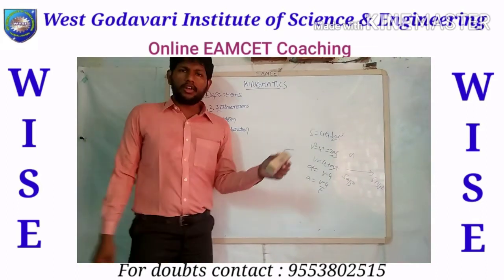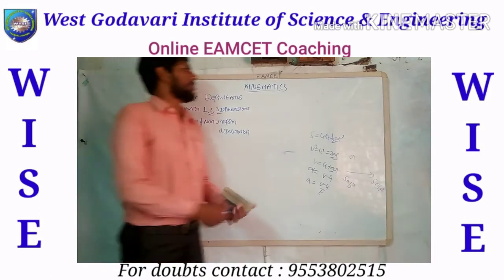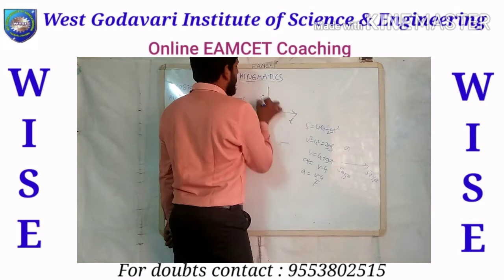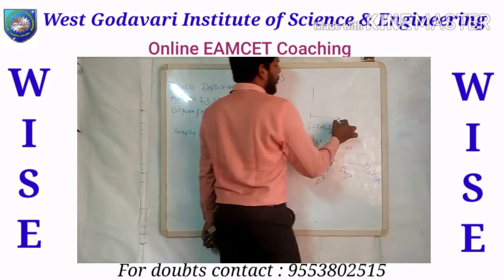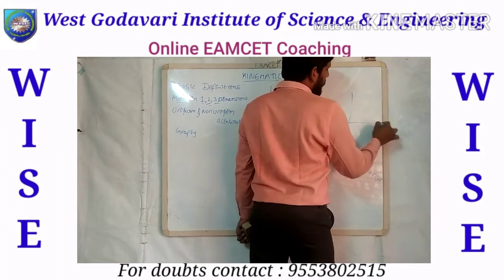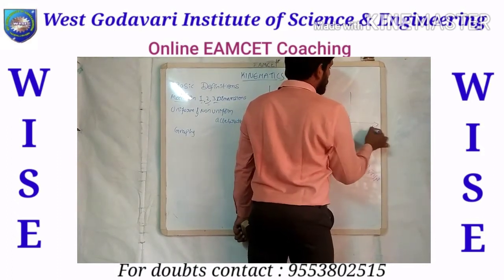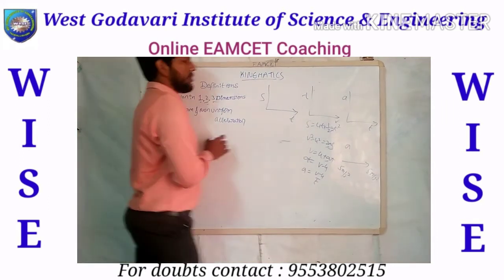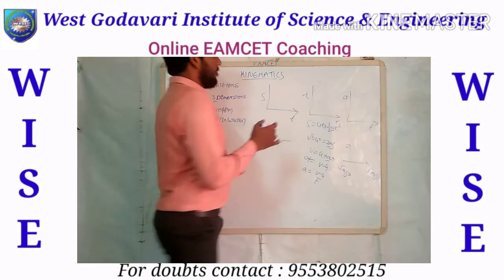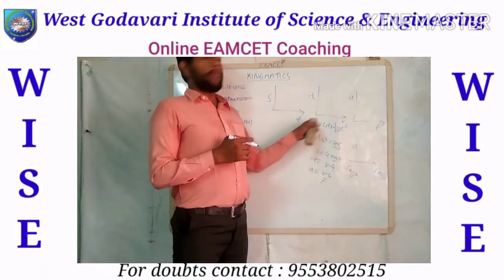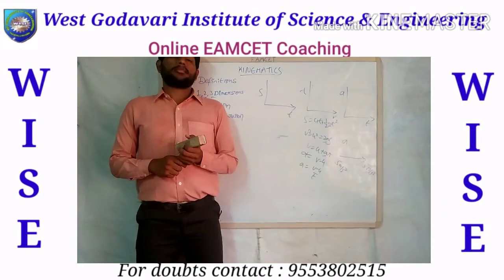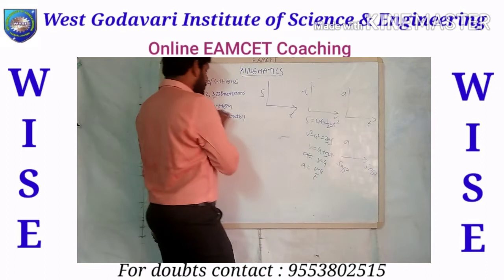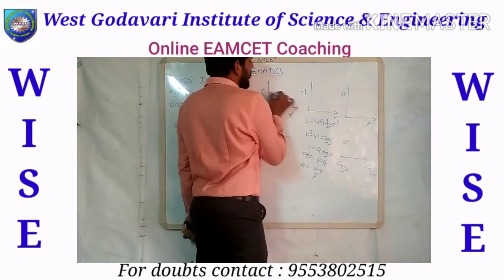So after uniform and non-uniform acceleration, let us come back to the graphs. We need to draw a graph for displacement and time, another graph for velocity and time, and a third graph for acceleration and time. These are the three graphs we need to draw for finding the acceleration. In the graphs part, we need to find the components of these three.